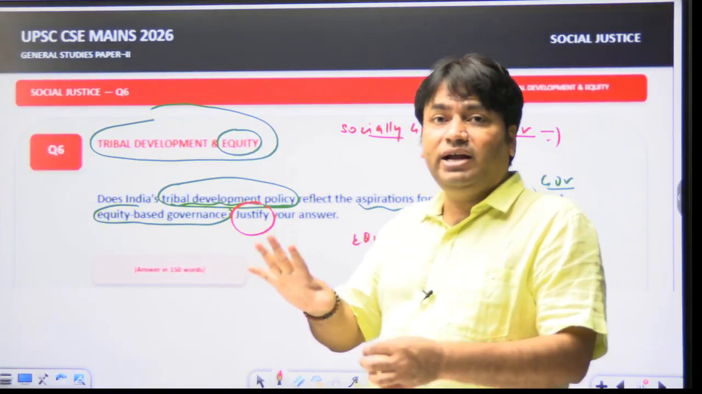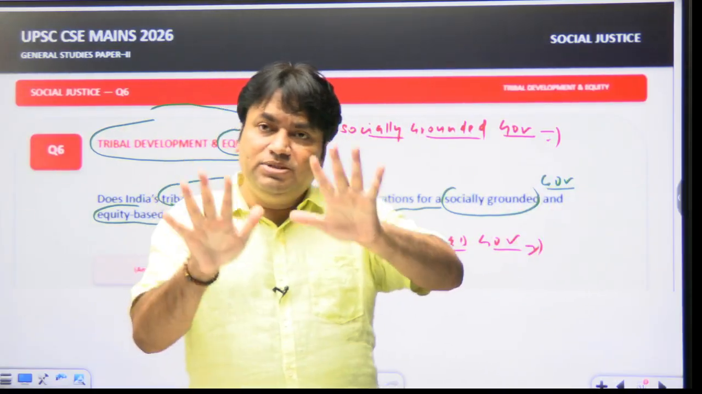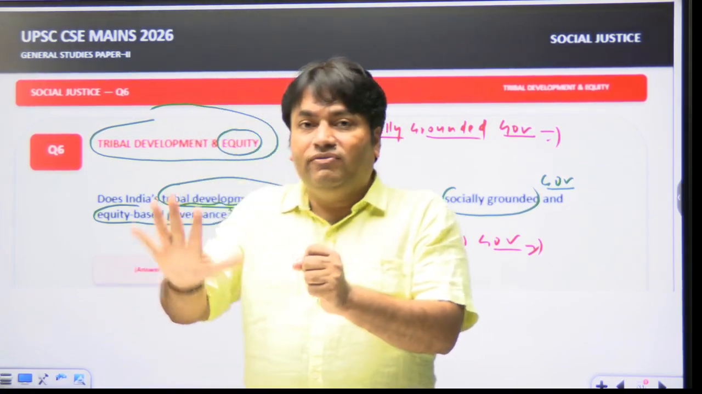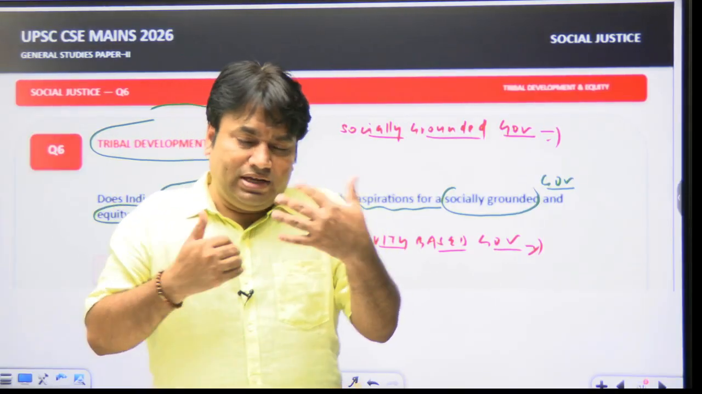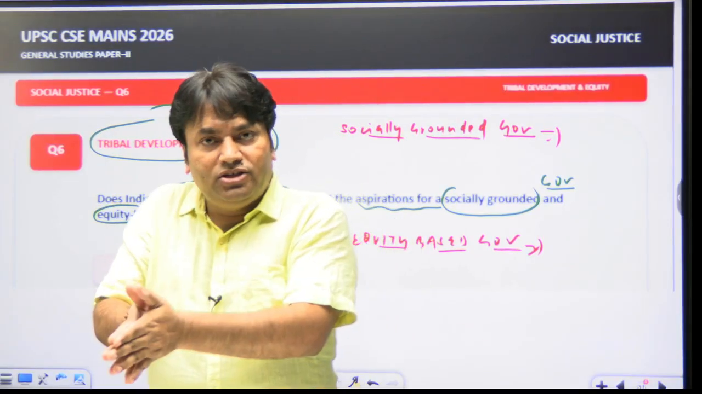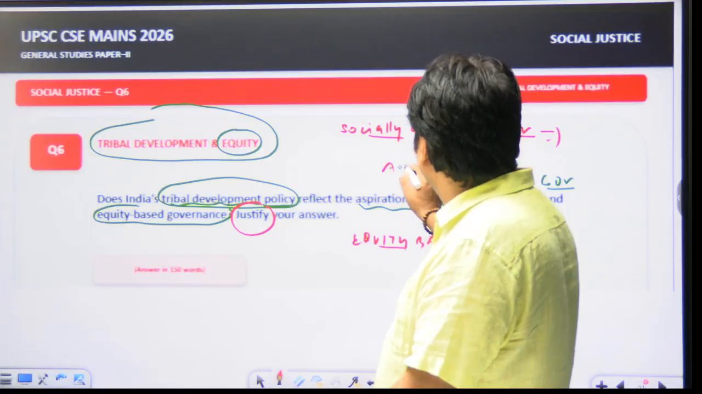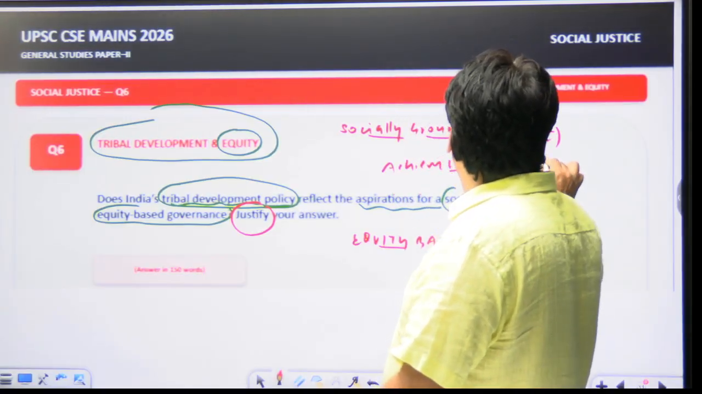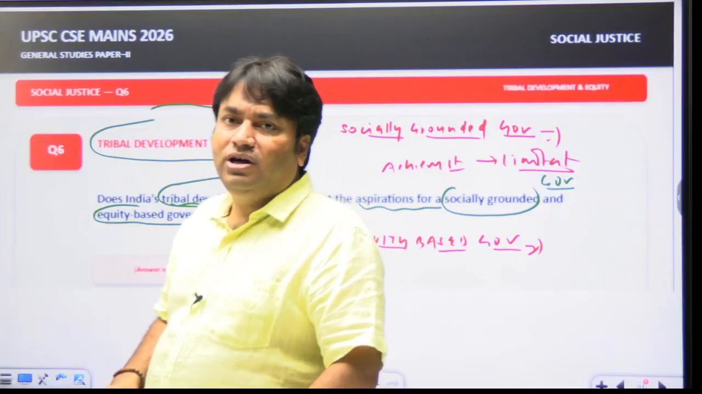It means that we have to present both pictures: the achievements of the policies, as well as we have to identify the limitations of the policies. It means achievements as well as limitations. Both these two dimensions we have to explain in our answer.